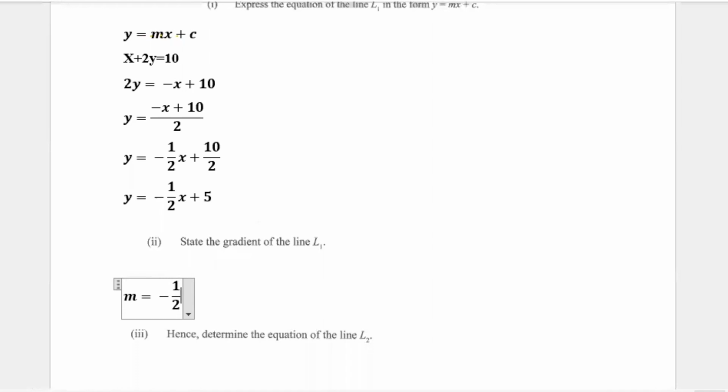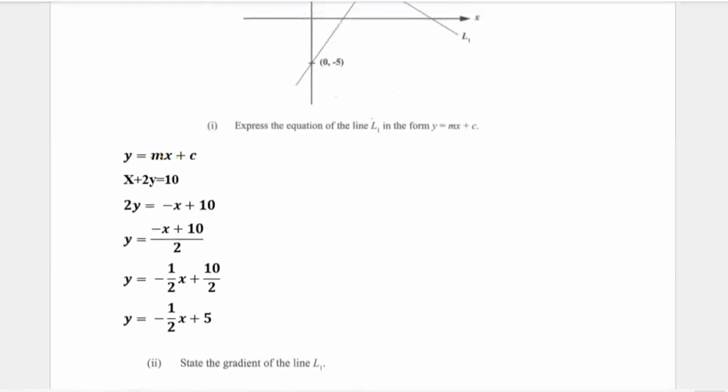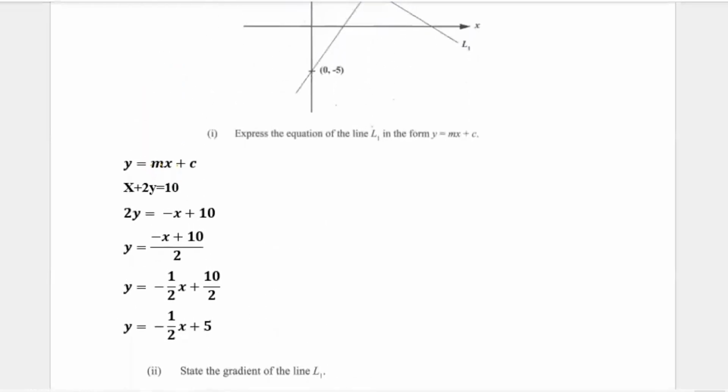Sir, could you go back over the equation of the line? No, Selena. So Kyle, no, it's not always a half.